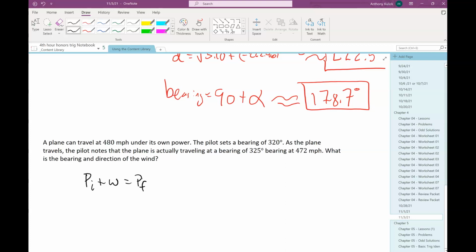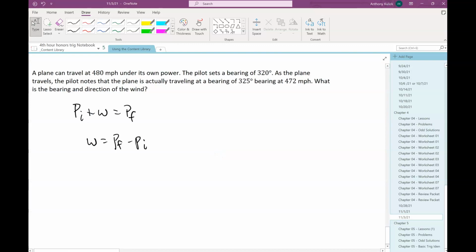So if I want just the wind, which is what we're asking for, I'm going to be subtracting here. So rather than adding my components, I'm going to be subtracting my components. Is everybody okay with that? Okay.